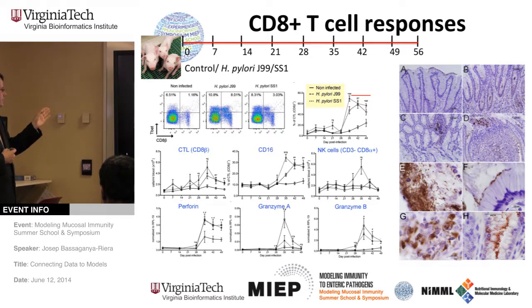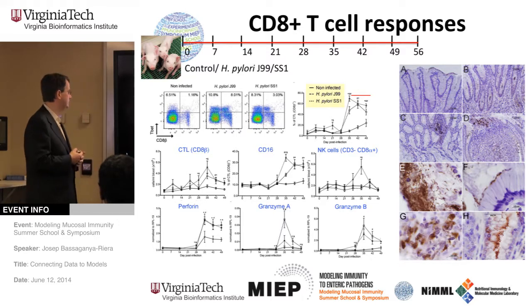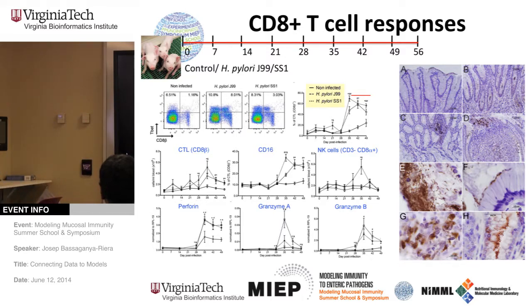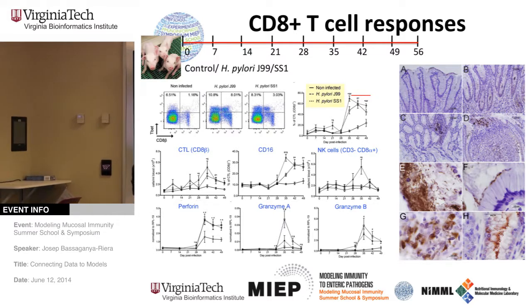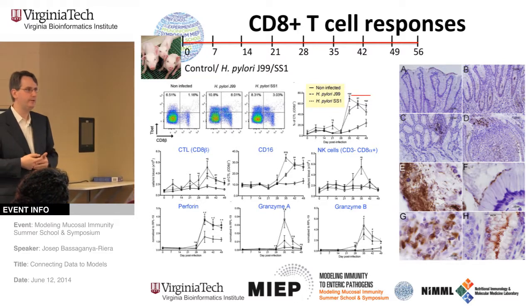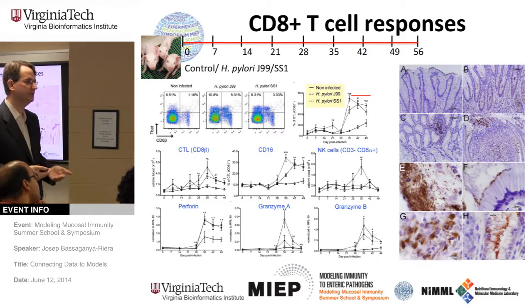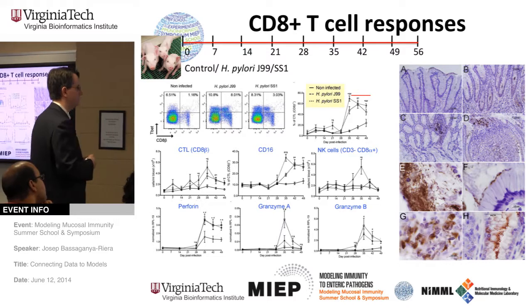If we look at the immune responses to H. pylori following 49 days of infection in pigs, we're able to find an increase of CD8 responses at about 28, 35 days post-infection. And this increase in CD8 responses associated with H. pylori infection was correlated with increased expression of granzyme A, granzyme B, and perforin. Those would be the molecules linked to cytotoxic activity of these CD8 positive T cells.